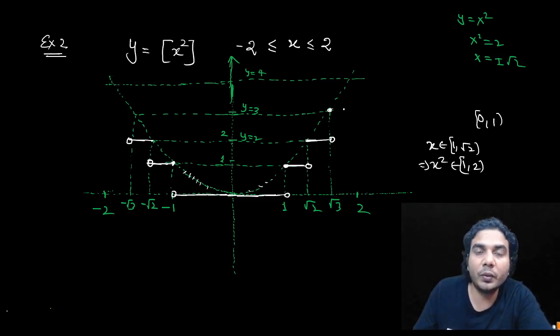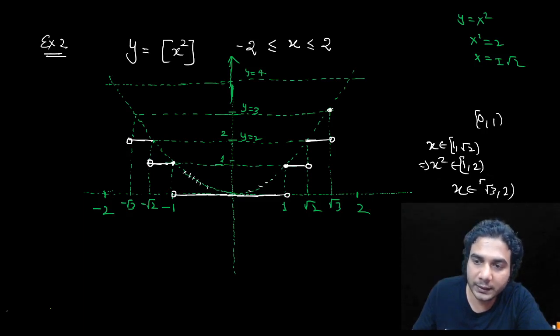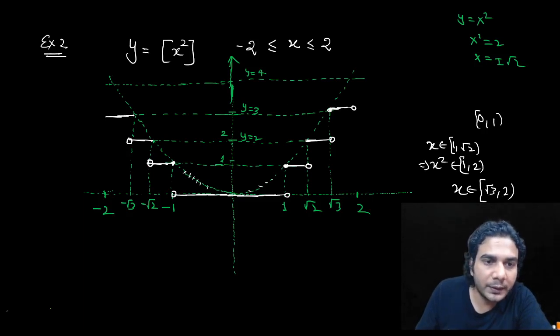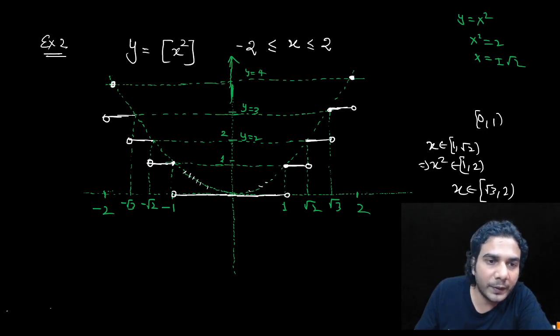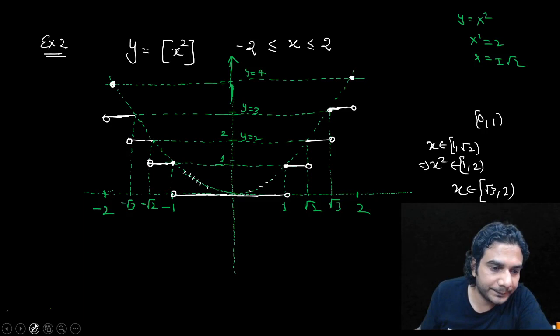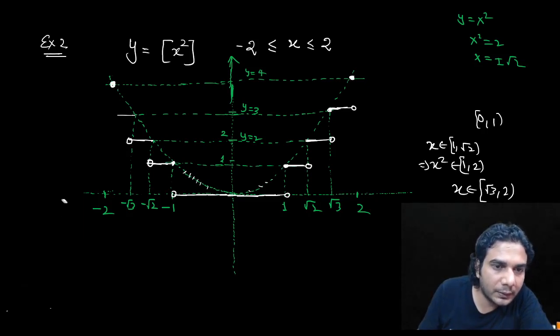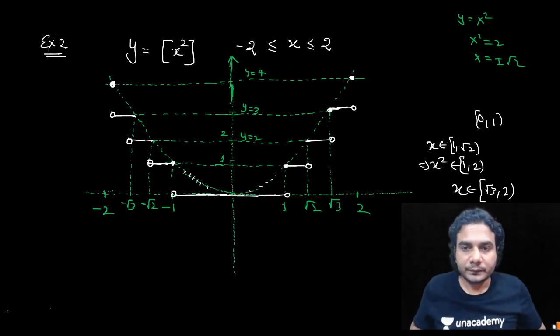Then between root 3 to 2, excluding 2 and including root 3. That means when x belongs to root 3 to 2, this is excluded and this is included. And also on the left hand side, minus 2 to minus root 3, this greatest integer will become 3, and this greatest integer will also become 3. And then at x is equal to 2, because 2 is included, x square will be 4, so the greatest integer will also be 4. So the graph will end at these dots. Slightly extra, so let's fix it. Like this.